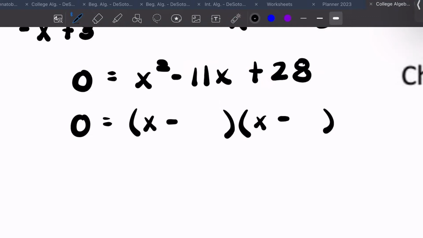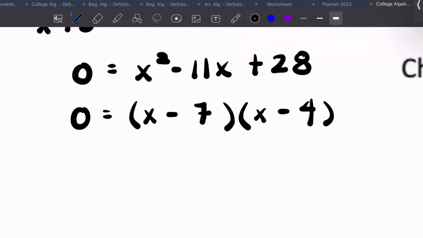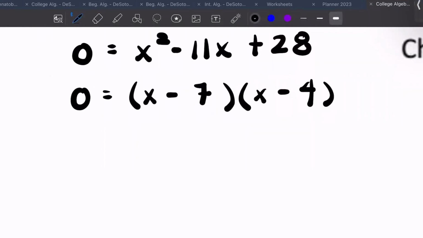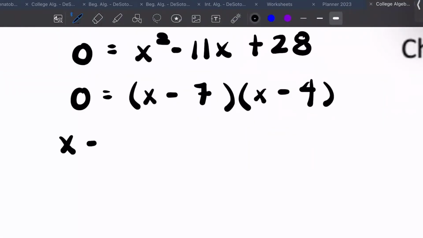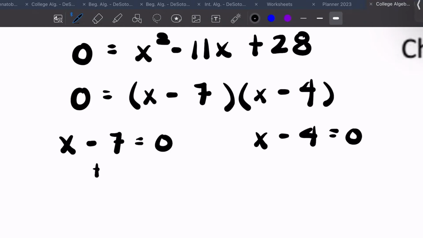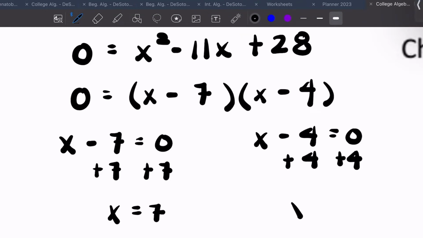And we need the factors of 28 that are going to add to give us 11, which are 7 and 4. Okay, it's equal to 0. So now we're going to take both sets and equal them to 0. We're going to add 7, so x equals 7. We're going to add 4, and we're going to get x equals 4.